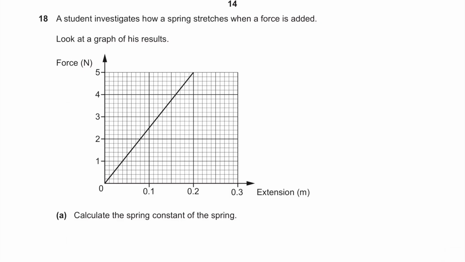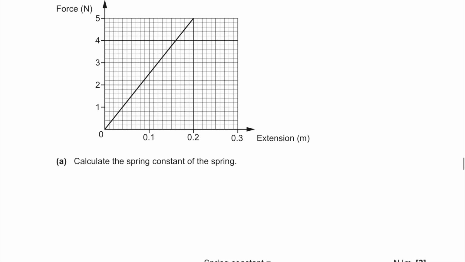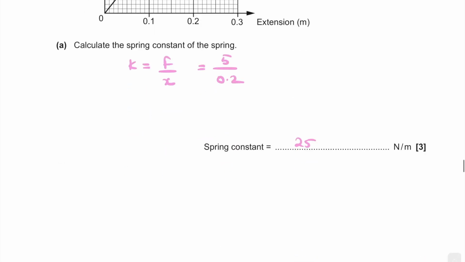A student investigates how a spring stretches when a force is added. Look at a graph of his results and calculate the spring constant of the spring. Okay, so we know that the spring constant is the gradient of the graph, or just force divided by the extension. So everything is in the right form, right unit. So it's just going to be 5 divided by 0.2, and that will give me 25 newtons per meter.